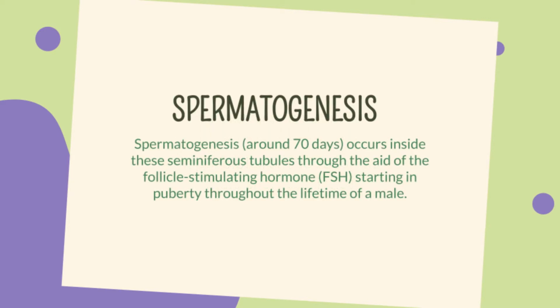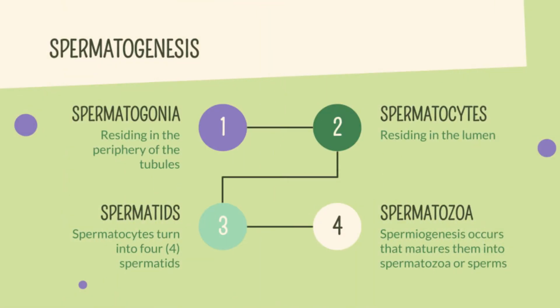Spermatogenesis occurs inside these seminiferous tubules through the aid of the follicle-stimulating hormone, starting in puberty throughout the lifetime of a male. It follows meiotic cell division as discussed before. Immature spermatogonia residing in the periphery of the tubule develop into spermatocytes in the lumen, and eventually, these spermatocytes turn into 4 spermatids. Then, spermiogenesis occurs, which matures the spermatids to spermatozoa, or the sperm.